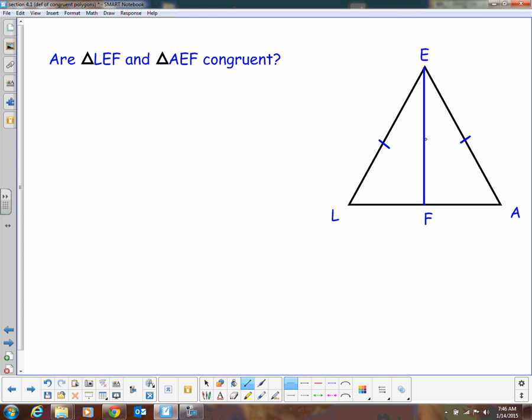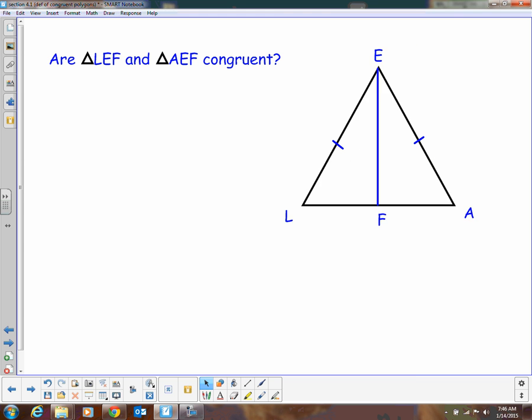If these two sides are congruent, what angles must be congruent? These two sides are congruent. Ignore EF. This is part of your test Friday. If LE is congruent to AE, what must be congruent as far as angles?